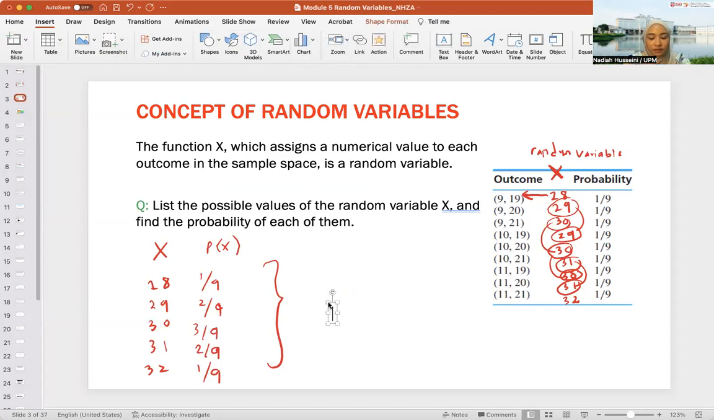This is known as the probability mass function. We're going to learn about this one later as well. Probability mass function is also known as probability distribution. If you are more familiar with the term probability distribution, it is the same thing. It tells you the probability of a random variable occurring.